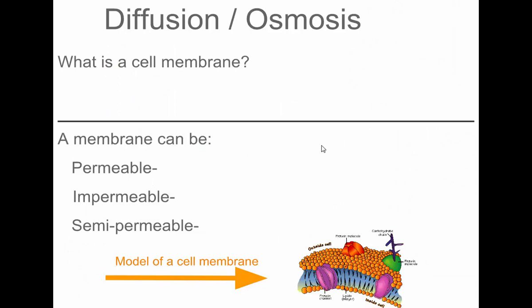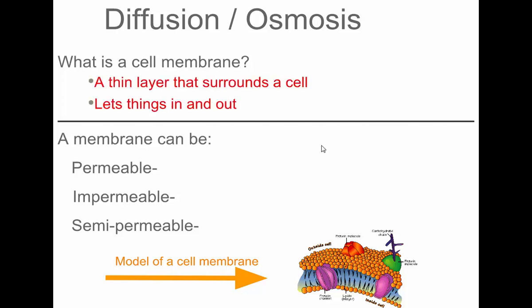So we're going to be talking about how molecules move in cells. And so if you think back to the cell organelles, think back to the cell membrane. What is the cell membrane? What does it do? What is its function? Bailey? Yeah, it controls what can move into and out of the cell. It's that thin layer around the cell that lets things in and out.